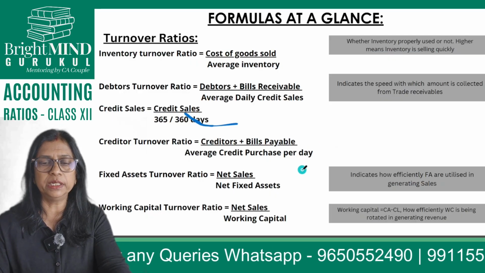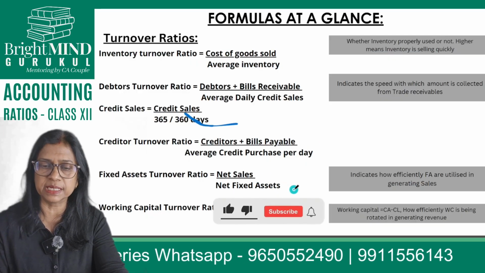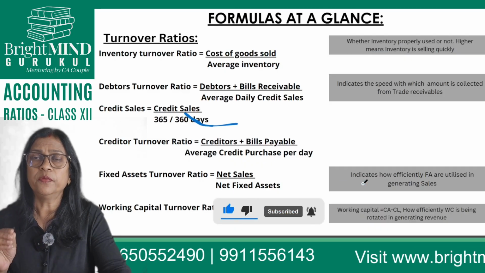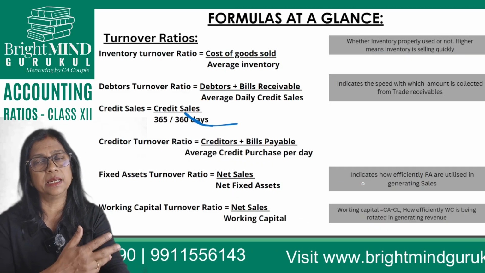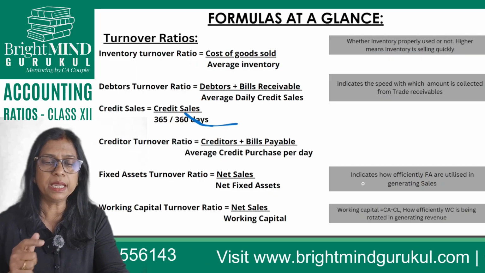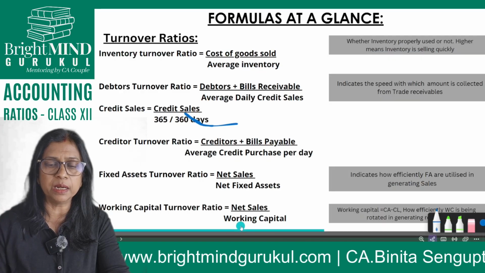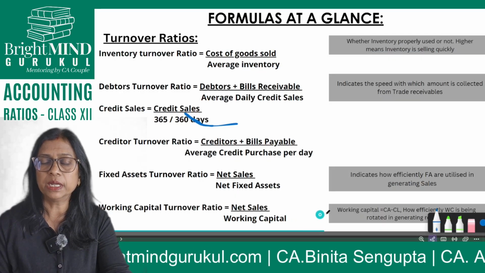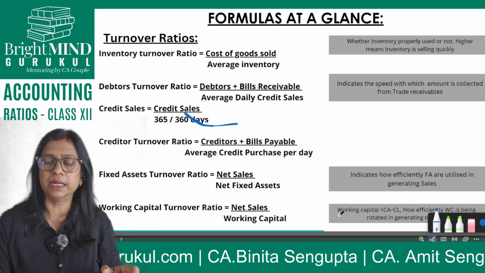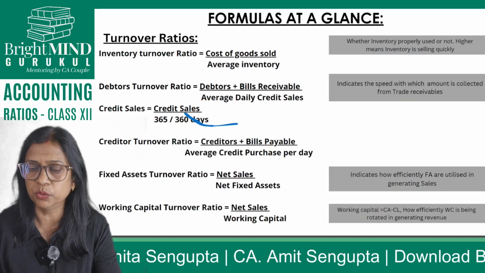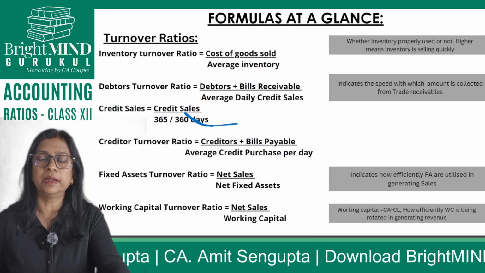Fixed asset turnover ratio is net sales divided by net fixed assets. This indicates how efficiently fixed assets are utilized in generating the sales. Working capital turnover ratio is equal to net sales divided by working capital. Working capital means current assets minus current liabilities. So it shows how efficiently the working capital is being used to generate the revenue.